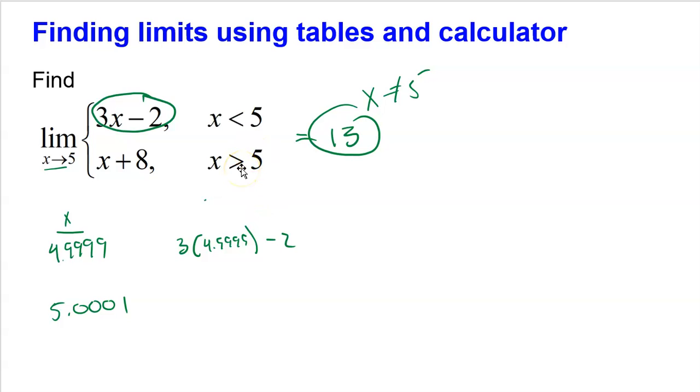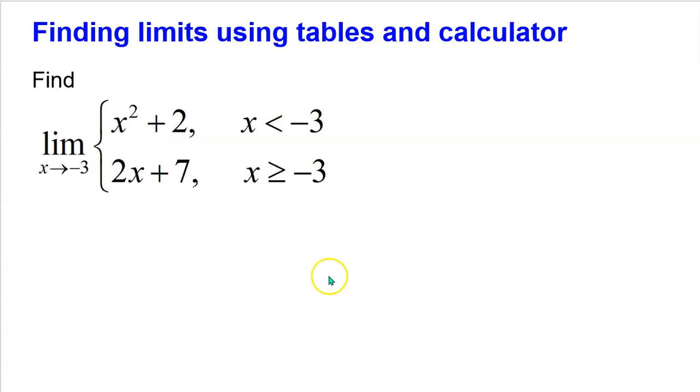So they do appear to be coming together towards 13. So that's nice when each side comes together. We like that. All right, let's do one more of these piecewise functions.